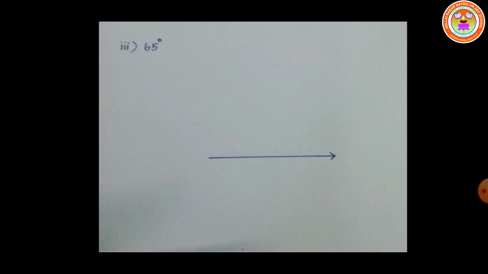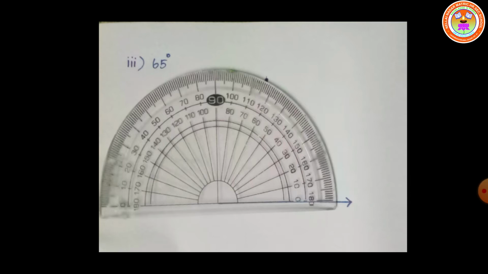Then keep the center of the protractor to the starting point of the ray. Then you see where 0 degree comes along the base ray. In the inner scale reading it comes. Therefore you see in the inner scale reading where 65 degree comes. Between 60 degree and 70 degree comes 65 degree.